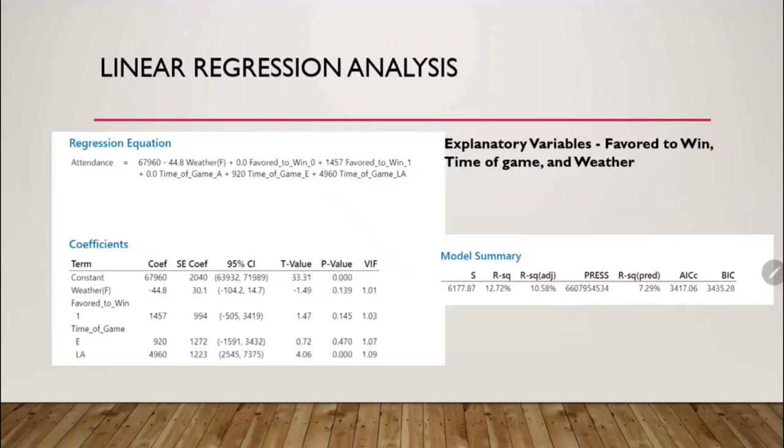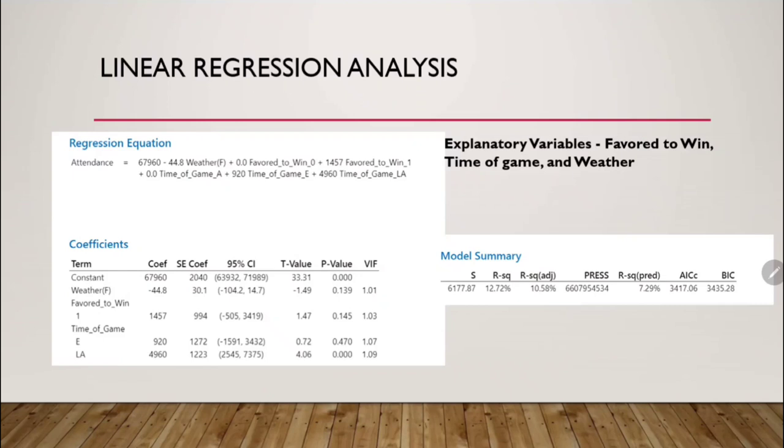So here's our linear regression analysis. As you can see by the equation, the constant for attendance is 67,960 people. A 1 degree increase in temperature was associated with a minus 44.8 people in attendance. If the team is favored to win, it is associated with a 1,457 increase in attendance. Time of game being the evening was associated with a 920 person increase in attendance, and time of game being late afternoon was associated with a 4,960 person increase in attendance.